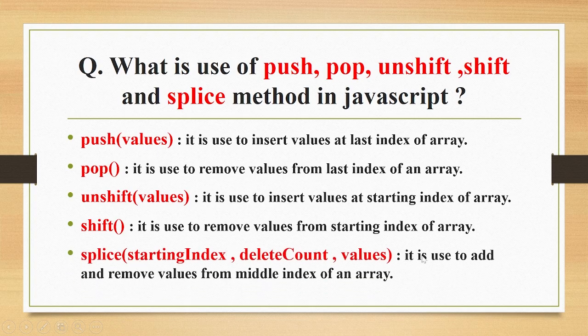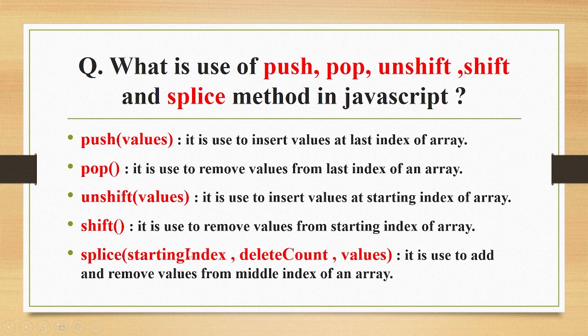So friend, by using the splice method, it is used to add and remove values from the middle index of an array. Before this, we saw how we can add a value at the last index, as well as how we can remove the values from the last index. Same we saw how we can add the values at the starting index, as well as how we can remove the values from the starting index. Now we are going to see the splice method, which is used to add and remove values from the middle index of an array. It will take three parameters: starting index, delete count, and values.